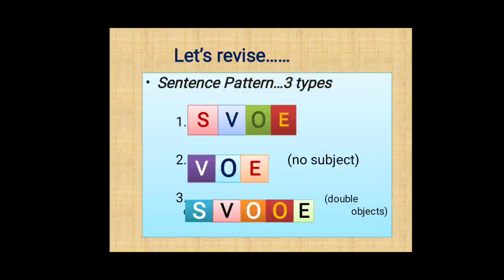Now, let's revise. Sentence pattern, 3 types. The first one on screen: subject, verb, object and extension, 4 parts. In the second sentence, there is no subject. The sentence begins with the verb, the object and the extension that follows. And the third type is where we have the subject, the verb, 2 objects and the extension. So we call it the double objects.